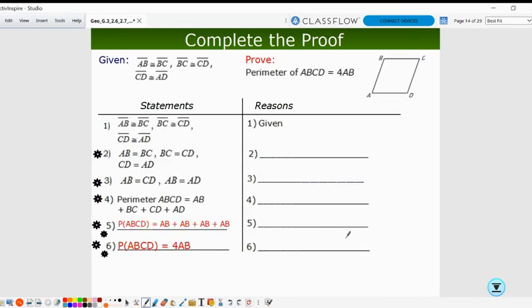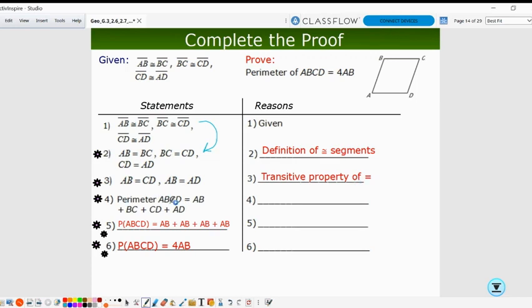Our next proof, we have a bunch of given statements. And then we go from congruence to equals. This is your definition of congruent segments. AB is equal to BC. BC is equal to CD. Therefore, AB is equal to CD. And same for this next piece. That's your transitive property of equality.